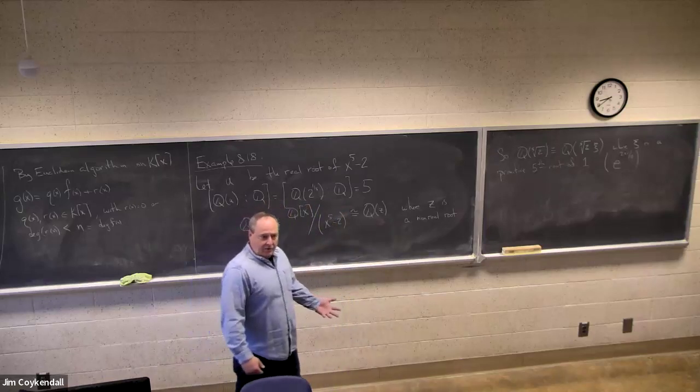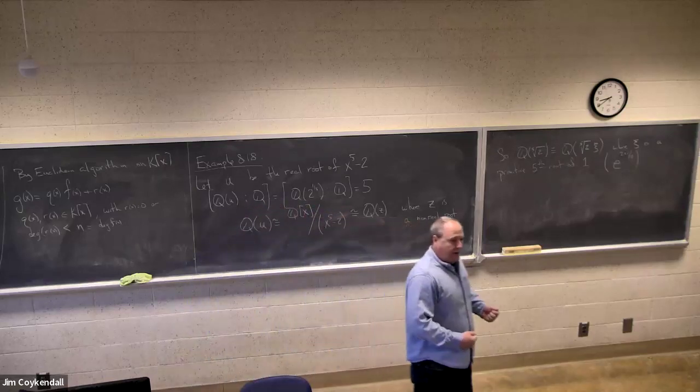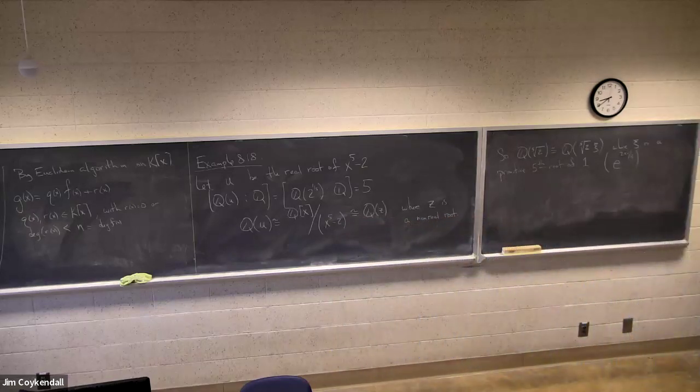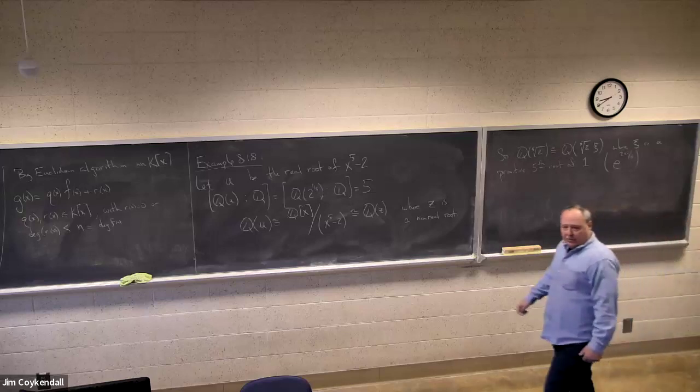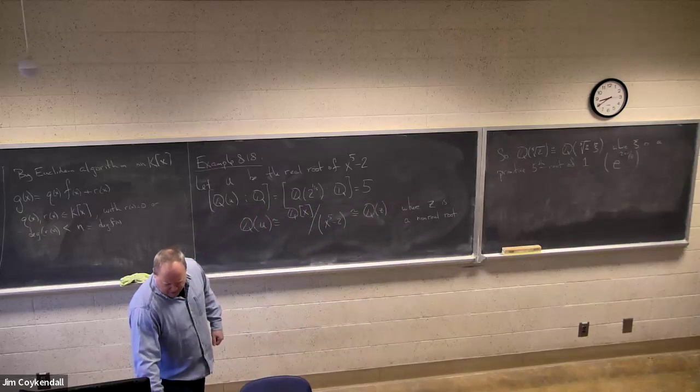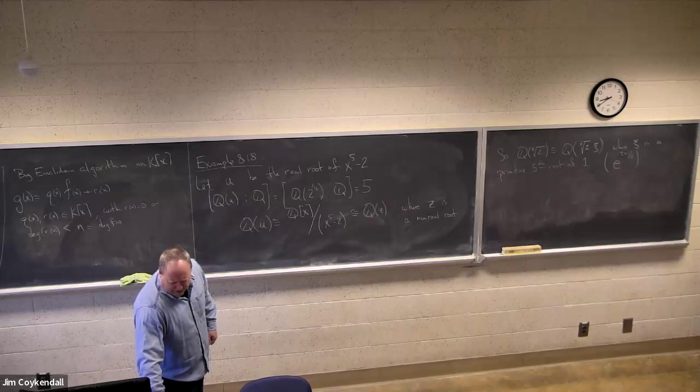That's kind of strange because these 2 fields are isomorphic. One of them sits inside the real numbers, so it's a real field. And the other one has all kinds of gobbledygook that's not real floating around in there, right? Which is maybe a little bit surprising, but we'll see. Lots of cool examples like this. Okay, any questions?